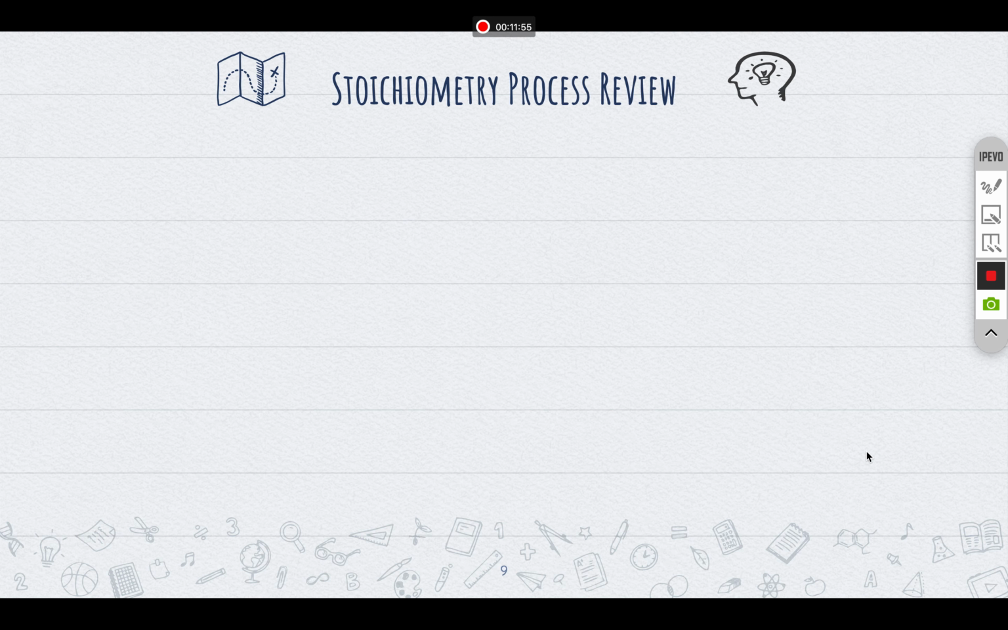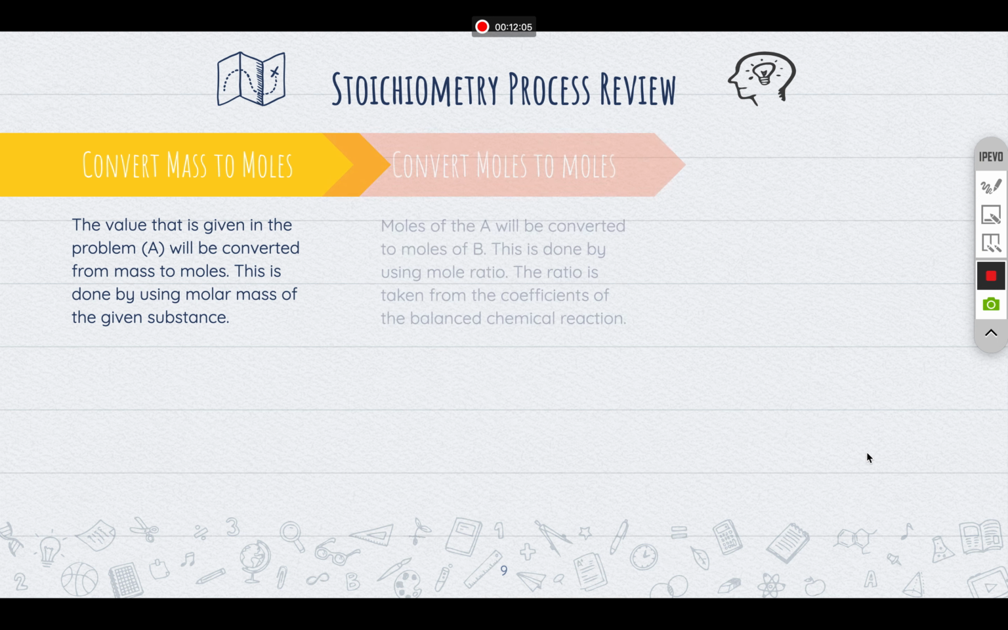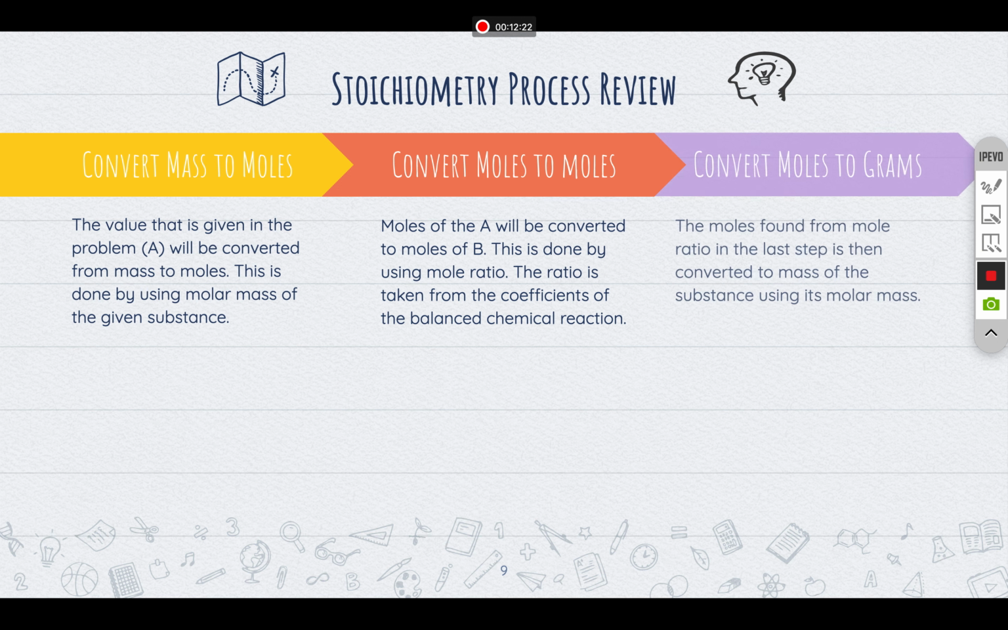So let's go over the process one more time. You're going to convert from the mass of the substance that you're given to its moles using its molar mass. Then you are going to use mole ratio, and the ratio should include the substance that you are given in the problem and the substance you are trying to calculate for in the problem. That's your mole ratio. You're going to align things properly so that they can cancel out. And then you're going to convert again from moles to grams.